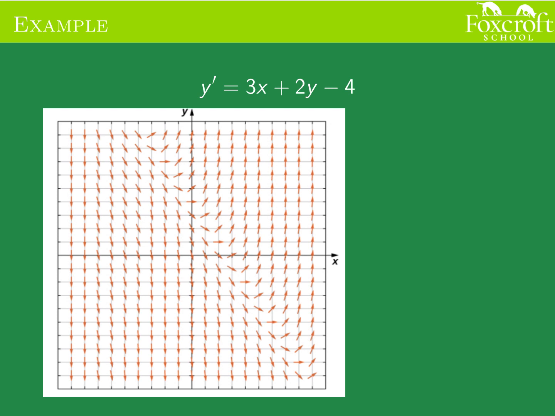For instance, let's say I wanted to find what happens at the point (1, 2). At the point (1, 2), when I plug in 1 for x and 2 for y, my y prime is going to be equal to 3. So at the point (1, 2), which is this point, my slope should be 3, and it is not.